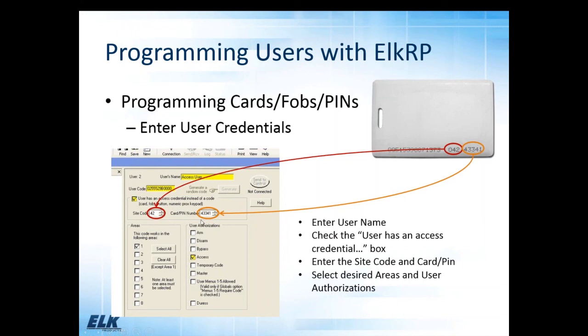And then from there, we want to select the area that the card is valid in. If we're doing access control, most likely the only thing you'll need to check is the access user authorization here.